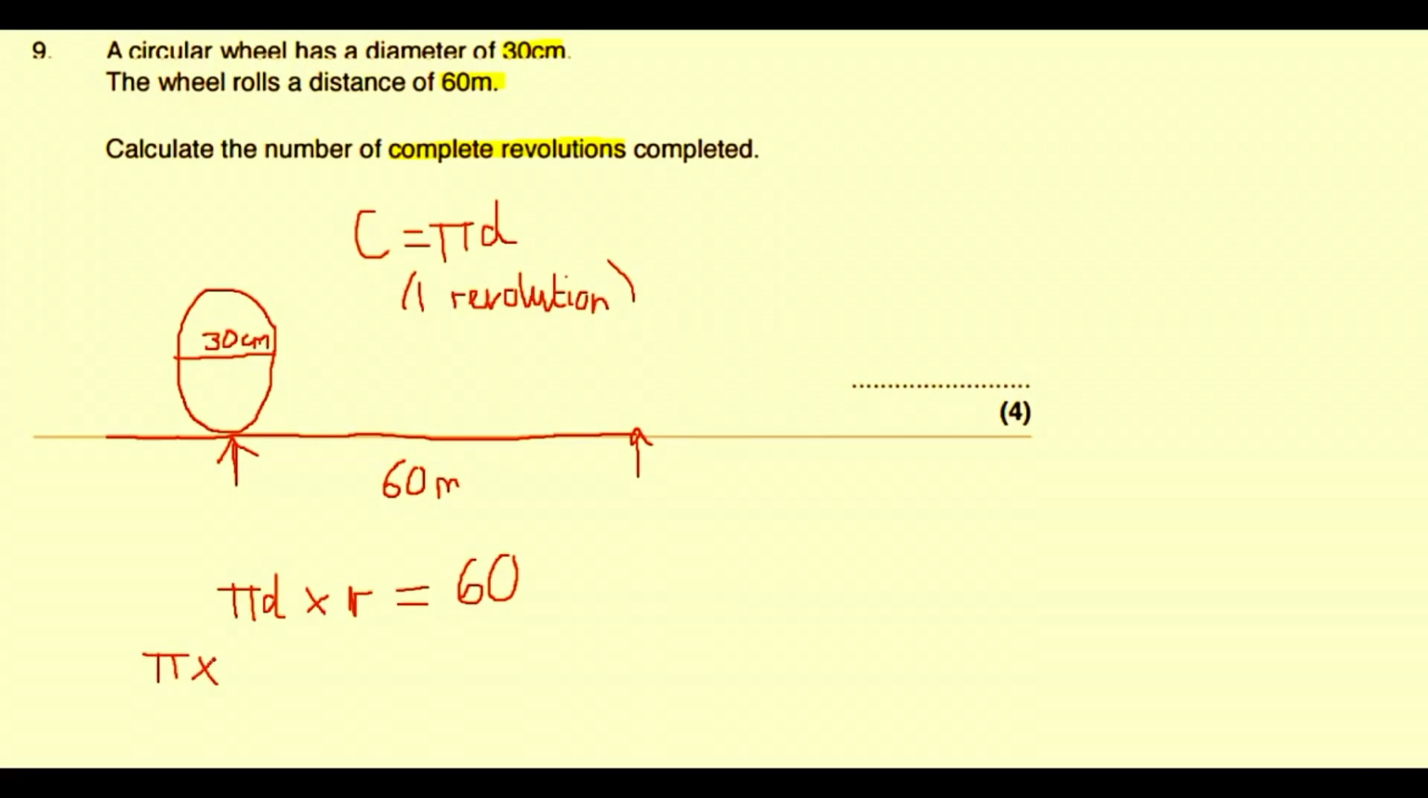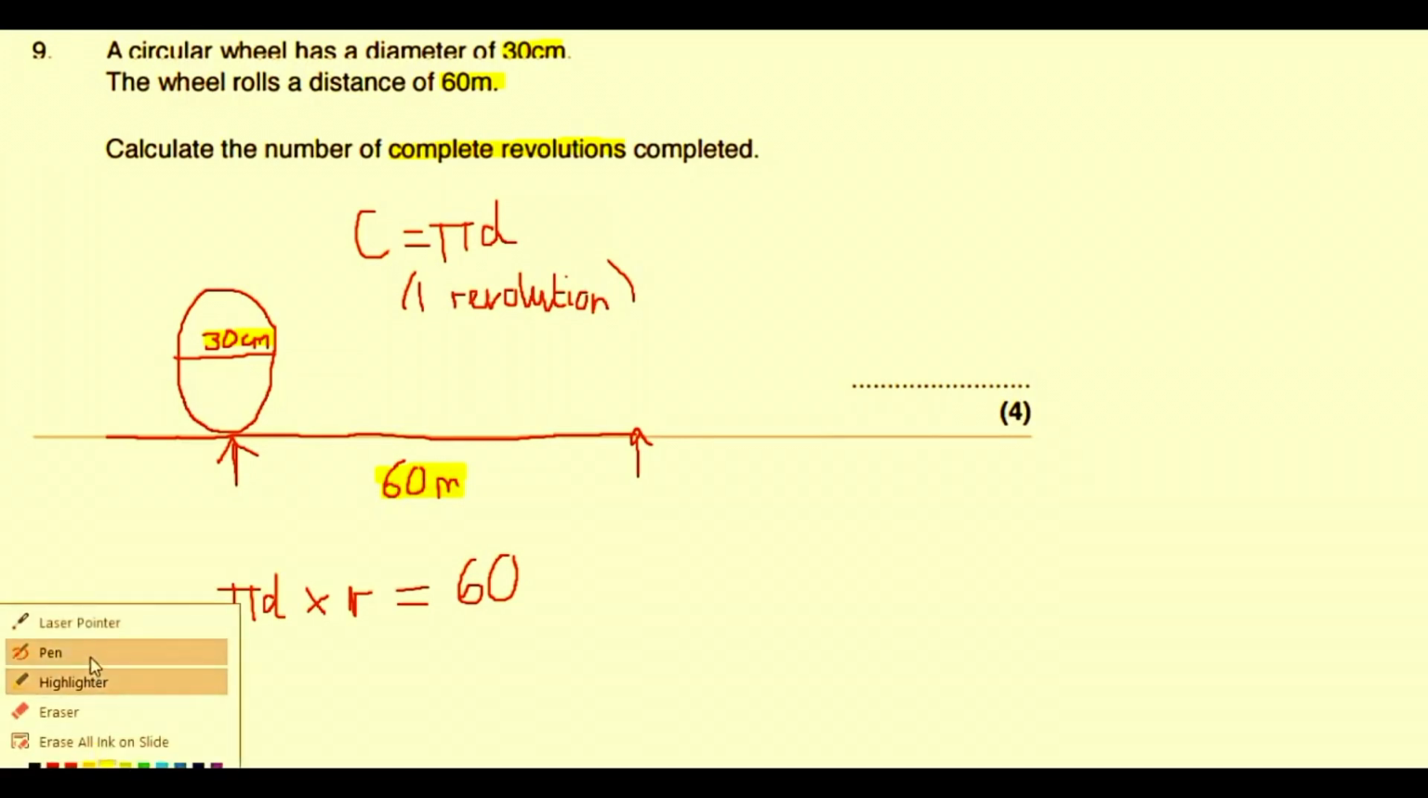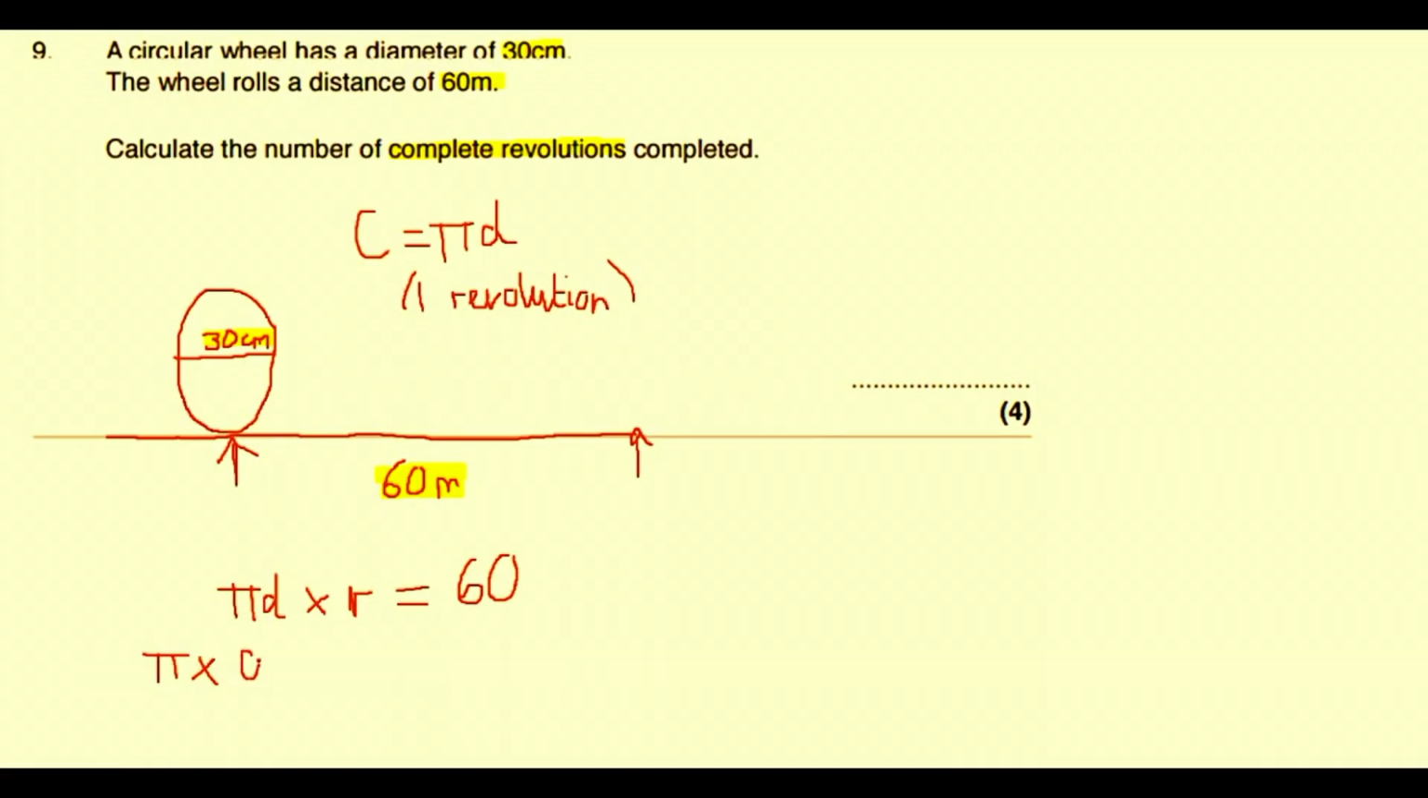However, it is probably not best if we use 30, because we would like both dimensions given in the question to be matching. So we would like the 30 centimetres and the 60 metres to have the same unit of measurement, but they don't at the moment. So I'm going to change the 30 centimetres and convert that to metres, because we need to be consistent when we're working through equations. You could have done it the other way. You could change 60 metres into centimetres, but it's quite easy to change 30 centimetres into metres. So we've got pi times 0.3 times r is equal to 60.